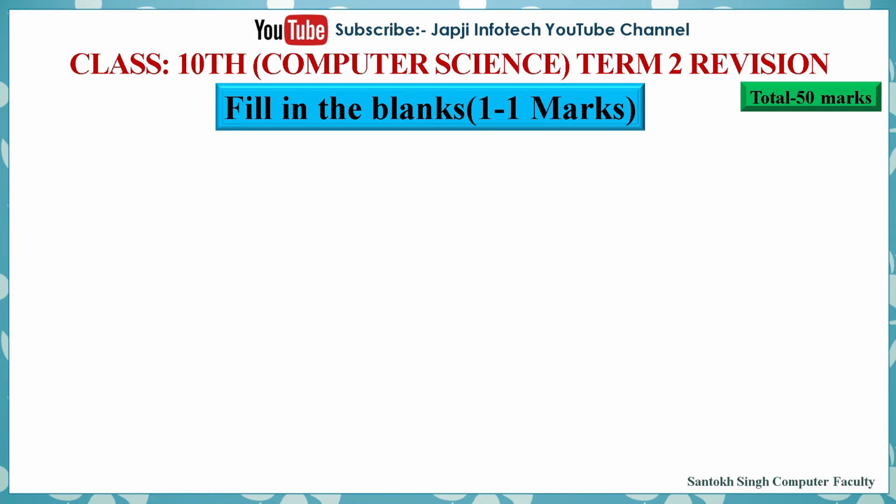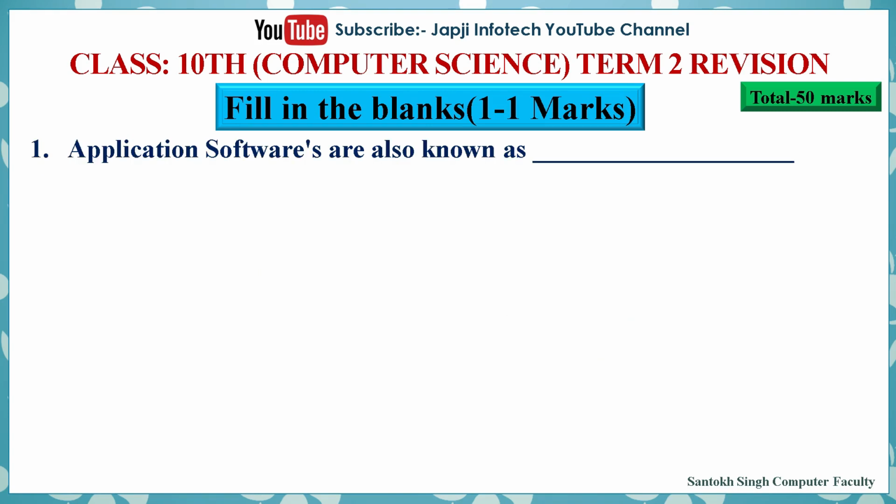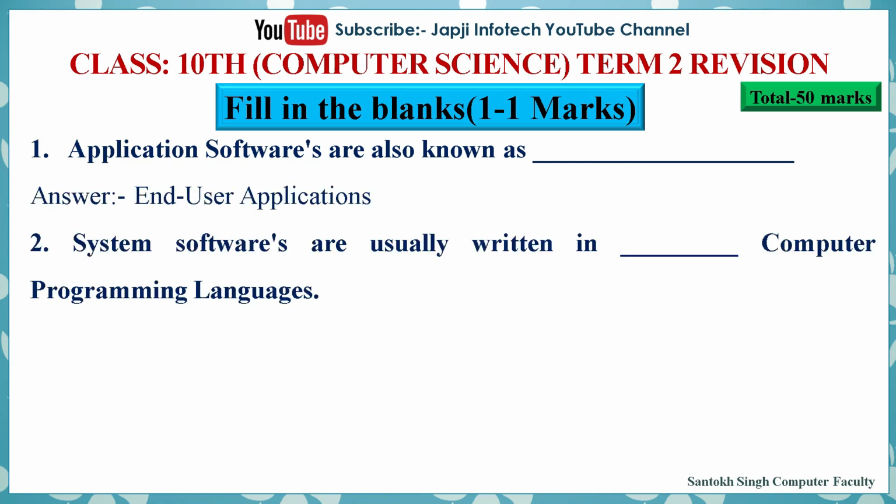So now we will learn about fill in the blanks. So each fill in the blanks carry 1 mark. So the first one is application software are also known as. So the right answer is application software are also known as end user application. Second one is system software are usually written in dash computer programming languages. So the right answer is system software are usually written in low level programming languages.